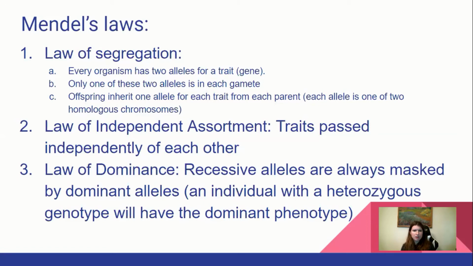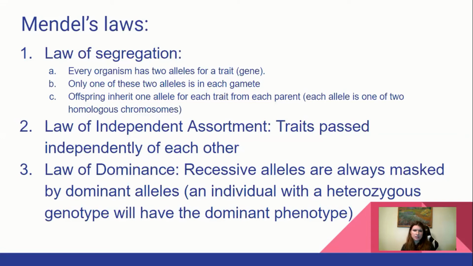I'm going to skip the law of independent assortment for a second and move to the law of dominance. For the law of dominance, we know that recessive alleles get masked by dominant alleles. So an individual with a heterozygous genotype is always going to show the dominant phenotype.